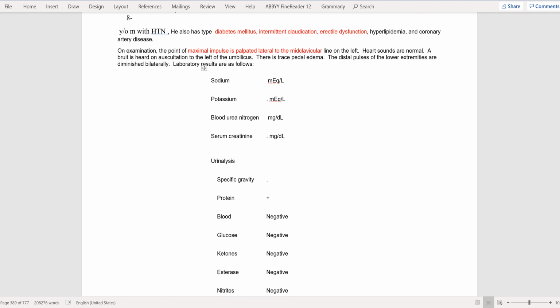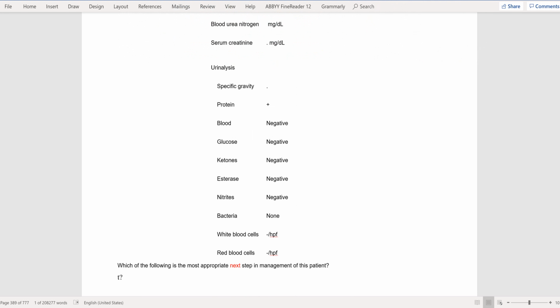Okay, so a 62-year-old man returned for evaluation of hypertension. On the heart exam, the maximal impulse is palpated lateral to the midclavicular line, heart sounds are normal. He has intermittent claudication, erectile dysfunction, diabetes, hyperlipidemia, coronary artery disease. So this tells you there's diffuse atherosclerosis. When you have resistant hypertension plus diffuse atherosclerosis, that raises significant risk for renal artery stenosis.